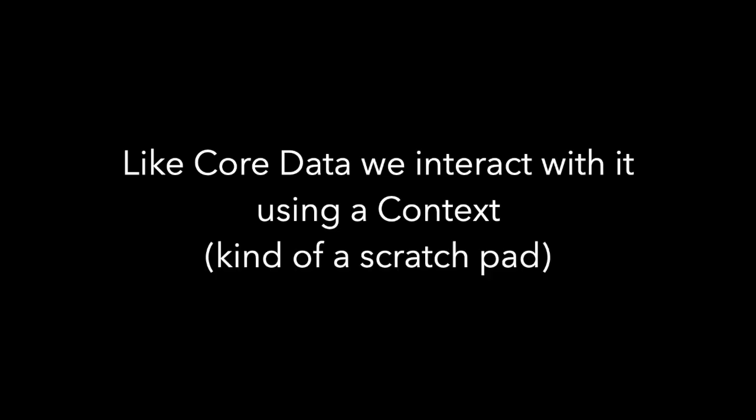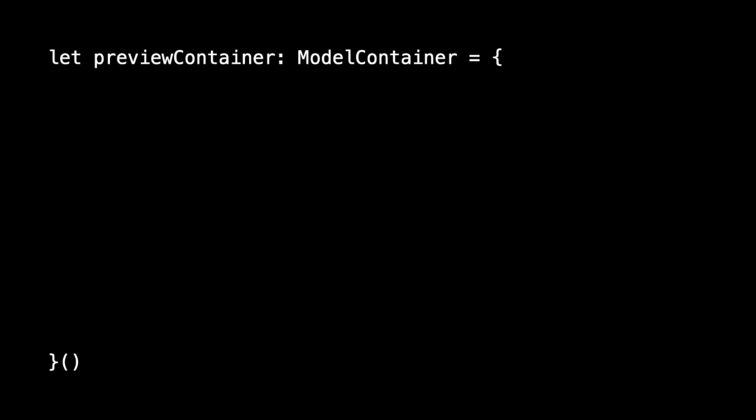So our data is going to be stored in memory, and like Core Data, we'll interact with it using a context, and that's kind of a scratch pad. So let's create a container. We'll create our container in this closure that will execute in order to create our preview container.